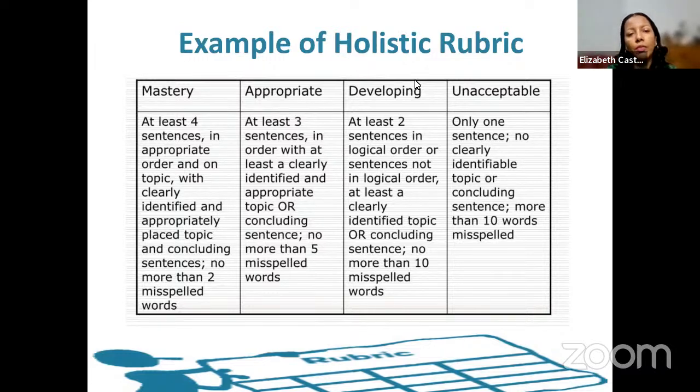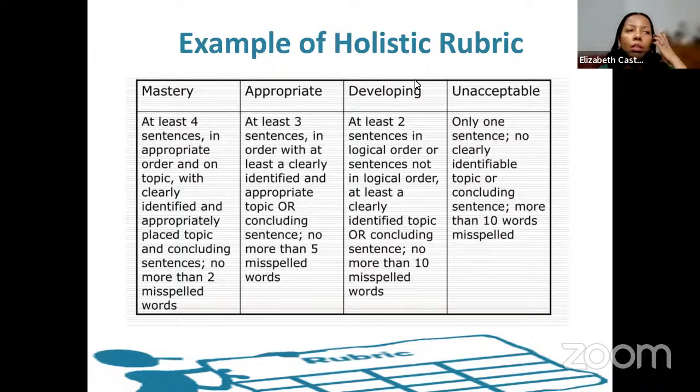Then the following, appropriate, means at least 3 sentences in order with at least a clearly identified and appropriate topic or concluding sentence. It means that they cannot finish speaking and you don't know that they finished, that you are waiting for more and they already finished. No, to be clear. And no more than 5 misspelled words. Developing: at least 2 sentences in logical order, or sentences not in logical order, at least a clearly identified topic or concluding sentence. No more than 10 misspelled words.